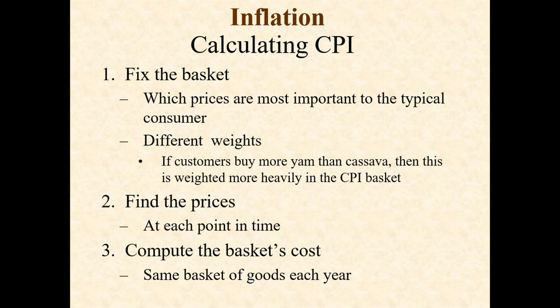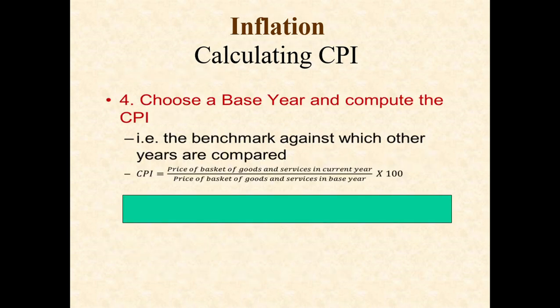At each point in time, we take a month or a particular day in the month. What is the price of cassava? What is the price of yam? What is the price of tomato? What is the price of onion? We find the prices of all the goods and services. Then we compute the basket's cost, the same basket of goods each year. So what is the cost? Cost is price times quantity, right? So that is how to get the CPI.